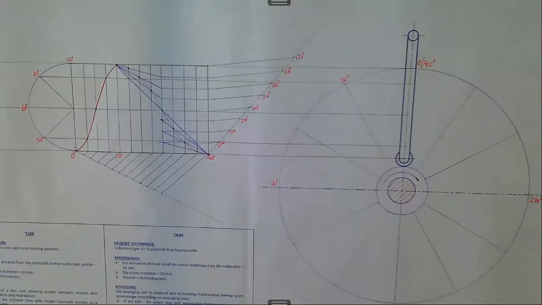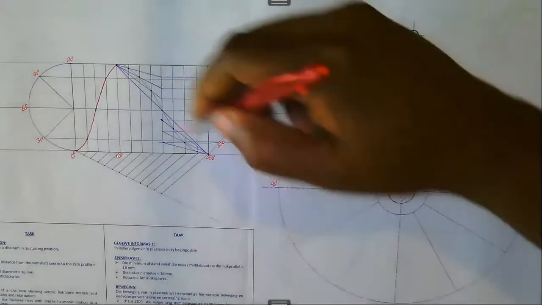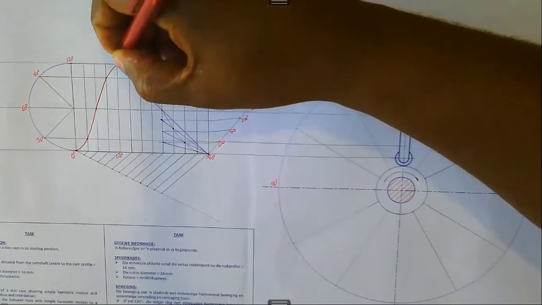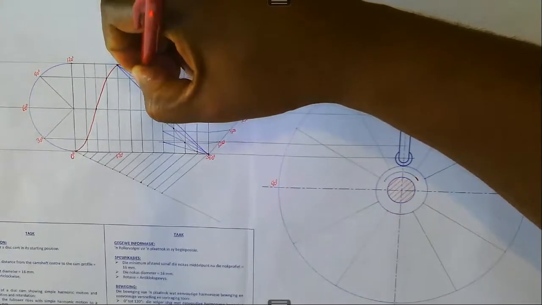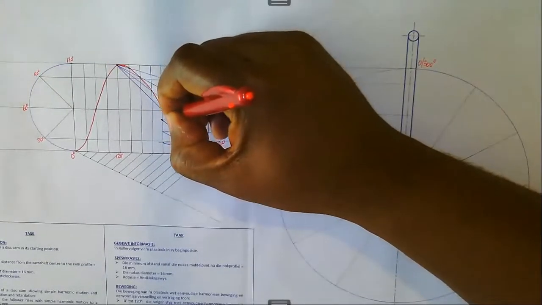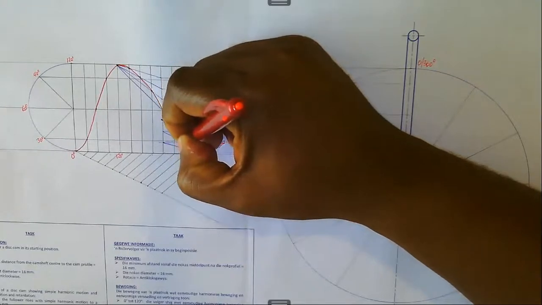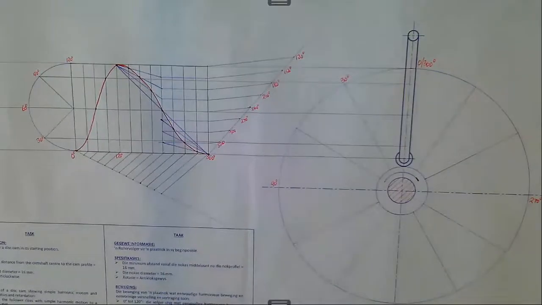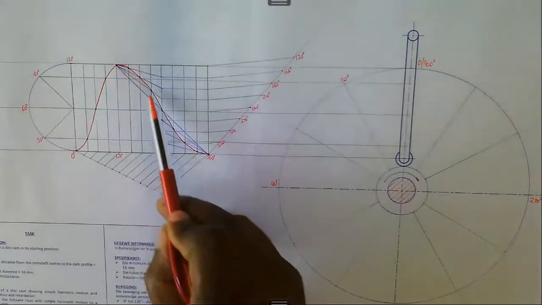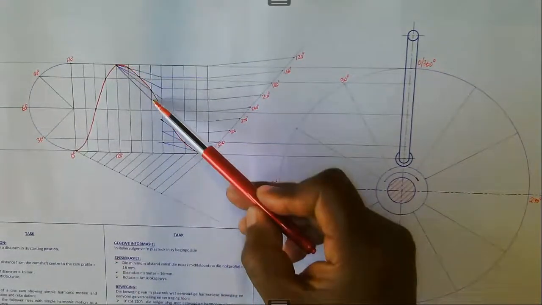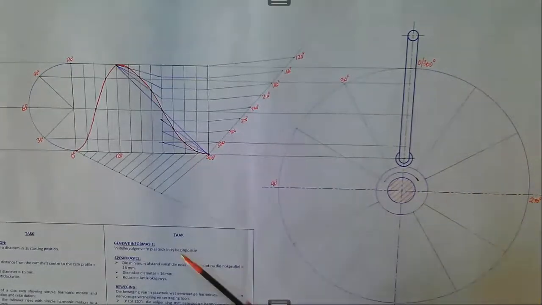Then if we are satisfied, we can outline. I'm going to use the red pen again. There you go. Right. So that is uniform acceleration and retardation. When you start, you gain speed, and when you come to the end, you slow down. Okay.